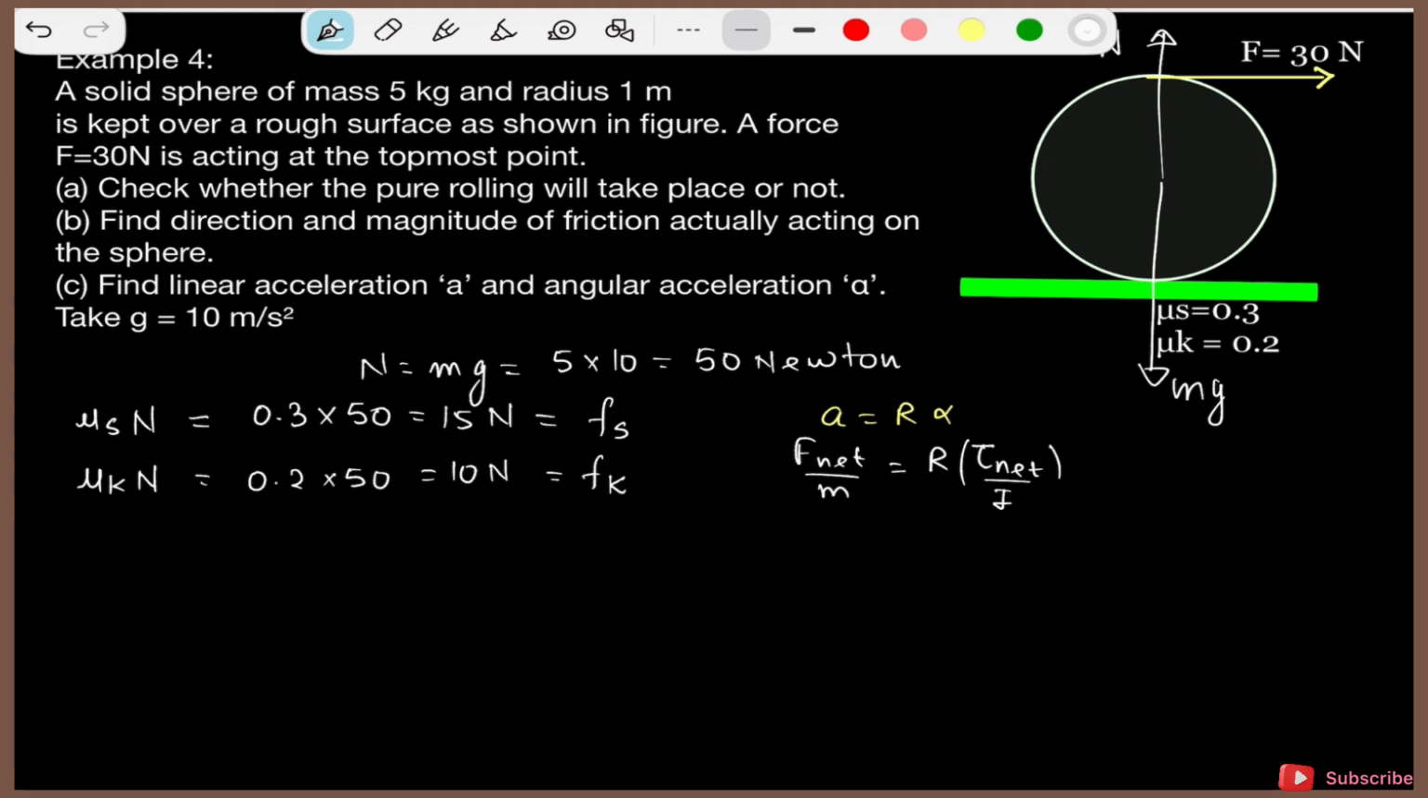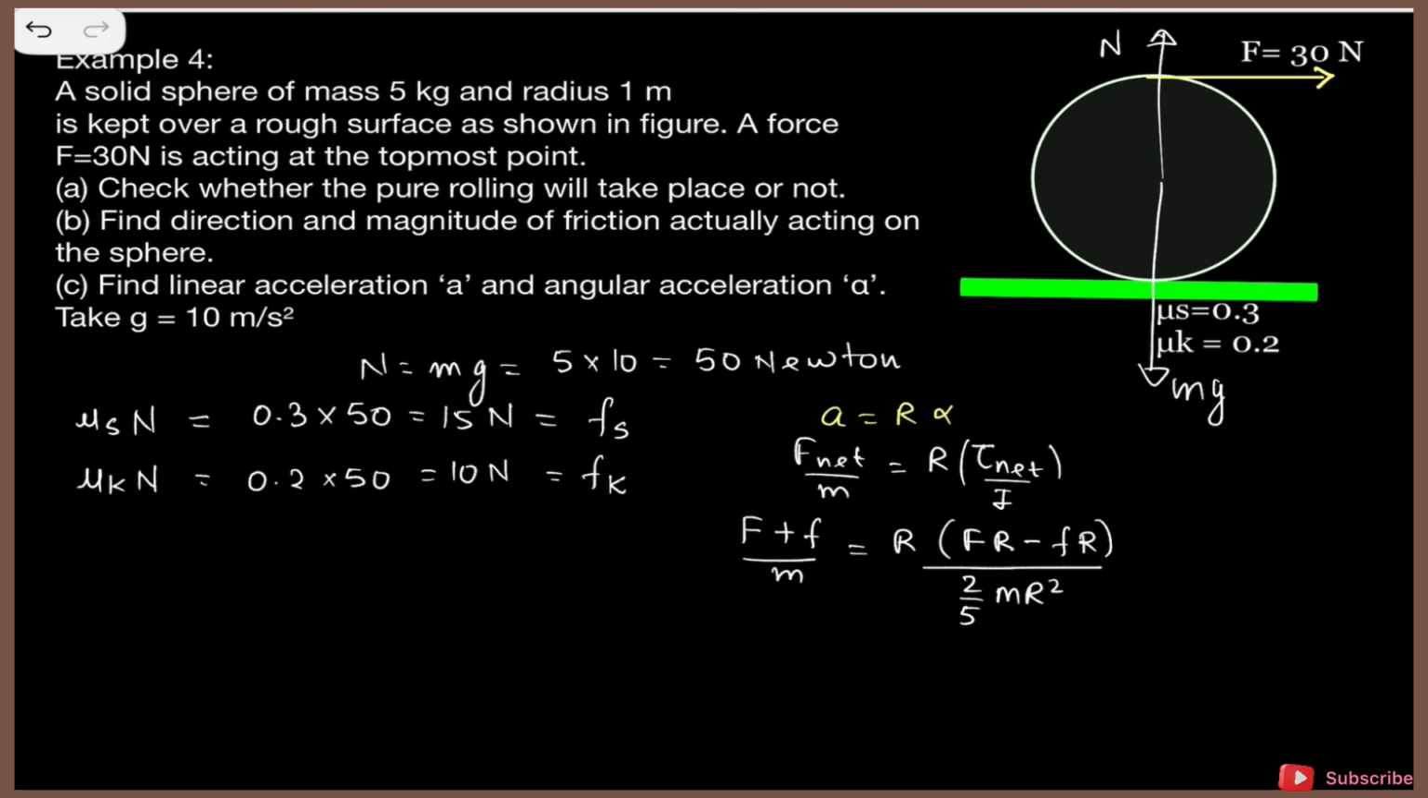What is the net force in this situation? That is the external force plus the friction, divided by mass, and times r. And if we consider the net torque acting on the system, that is the external force times r minus friction times r, divided by the moment of inertia. And this is a solid sphere, so it is 2 by 5 mr squared.